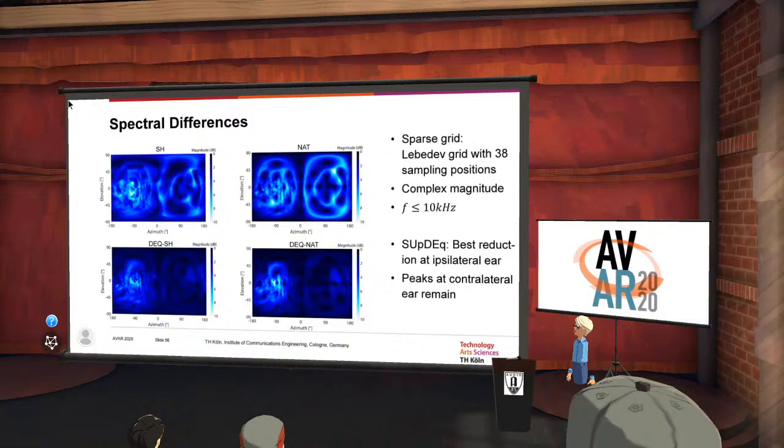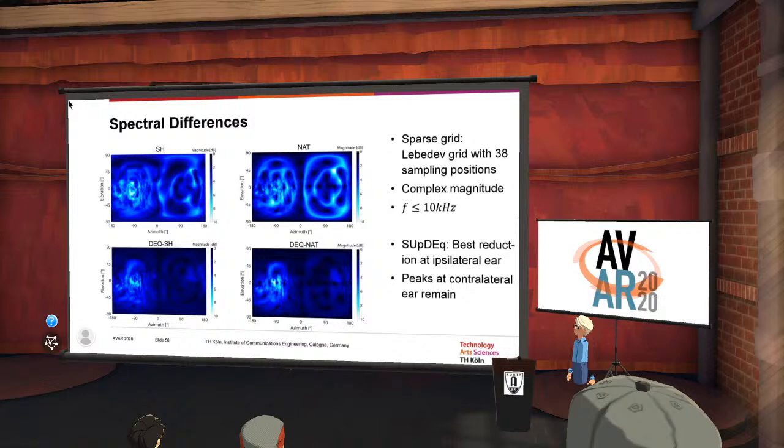And in the top row, you see the diagrams, the plots without preprocessing, and in the bottom row you can see the influence of the preprocessing. We see it's getting much better. The errors, especially on the ipsilateral side and on the frontal direction, are getting much, much smaller.